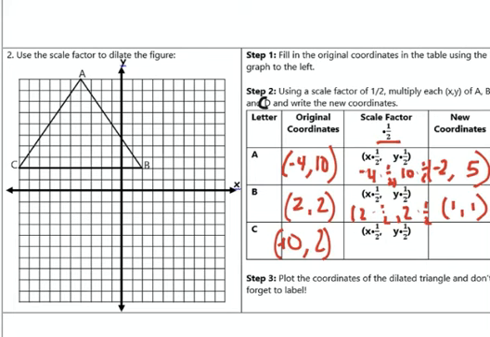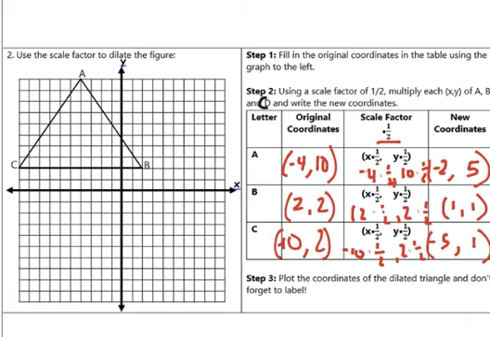All right, and then we got -10 times half. Half of 10 is 5, so half of -10 is also -5. And then we have that 2 again. 2 times half, half of 2 is 1. Okay, plot the coordinates of the dilated triangle and don't forget to label.